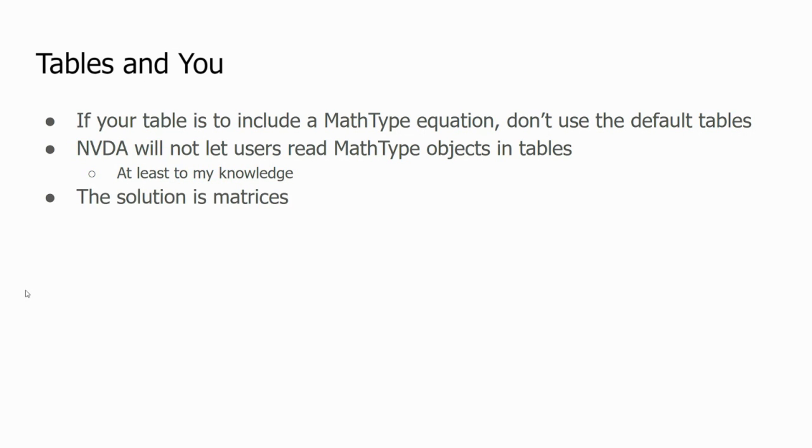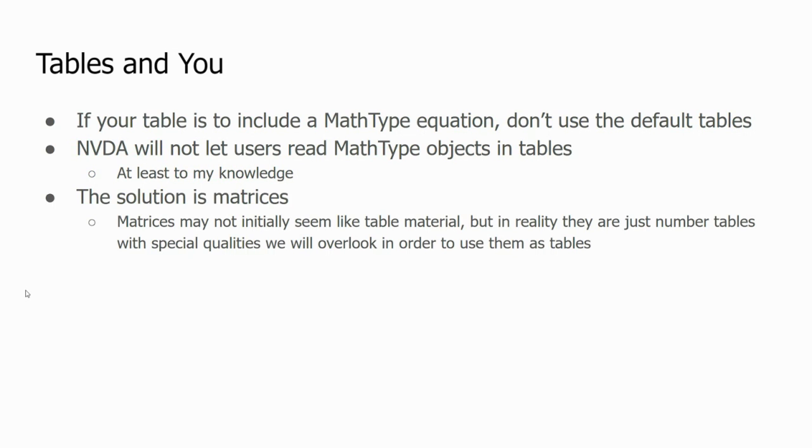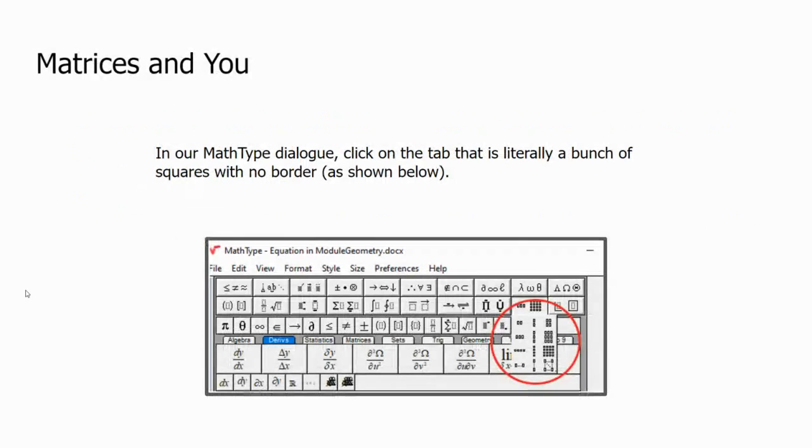The solution is matrices, which sounds weird because a matrix has all these properties, and who cares? We're not going to use those properties. We're going to overlook it and treat them like tables.